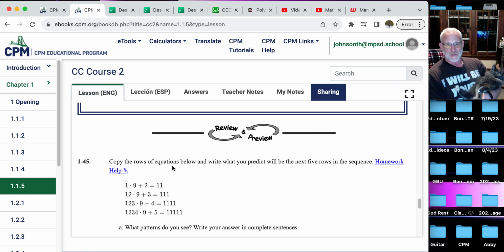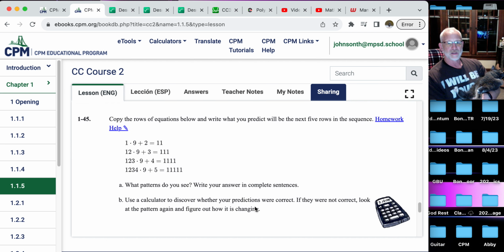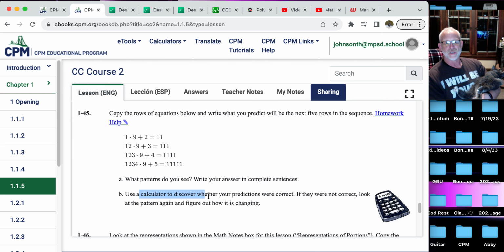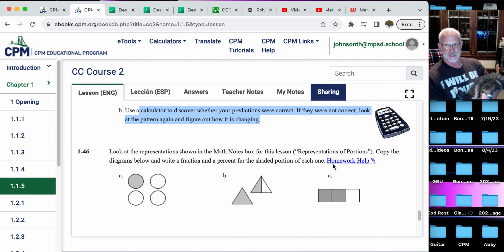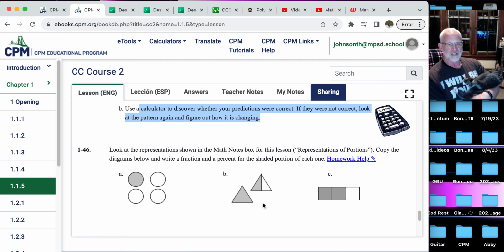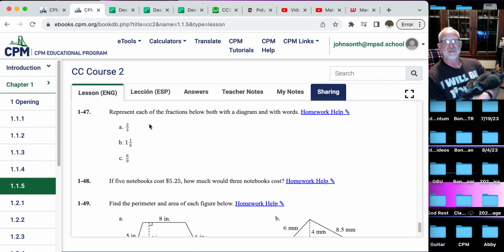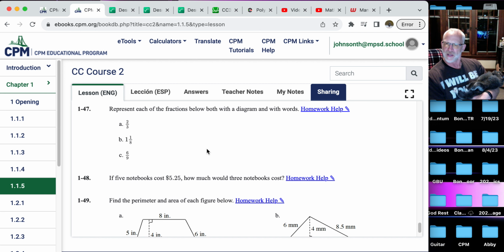Question. Copy the rows of equations below and write what you predict will be the next 5 rows in the sequence. See a pattern there, friends? What patterns do you see? Use the calculator to discover whether your predictions were correct. Look at this. Copy this below. Write a fraction for this. Write a decimal. Write a percent. Write a fraction and a percent. Write a fraction and a percent. Represent each of the fractions below, both with a diagram and with words. Can you draw a picture of that? Can you make that in words?